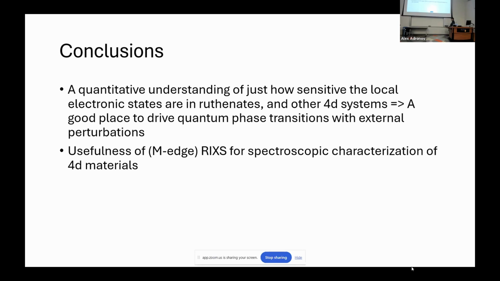Right, because the T2G splitting is too big. For the 3D, the T2G splitting is smaller, so you basically populate EG first before going to the T2G. Yeah. So basically it'll be really soft X-ray, L edge, and it'll be really strong. So it's easy to do.